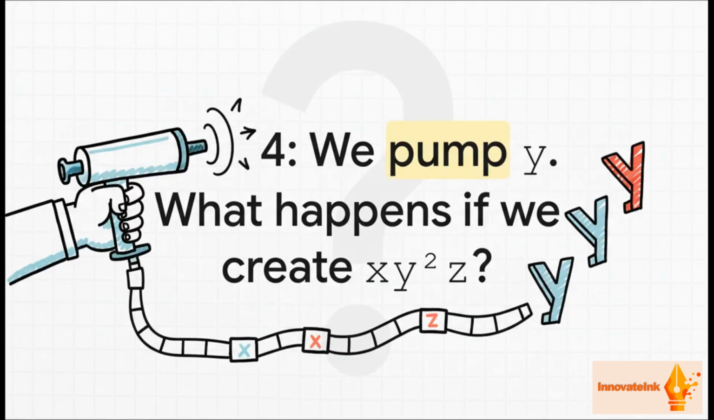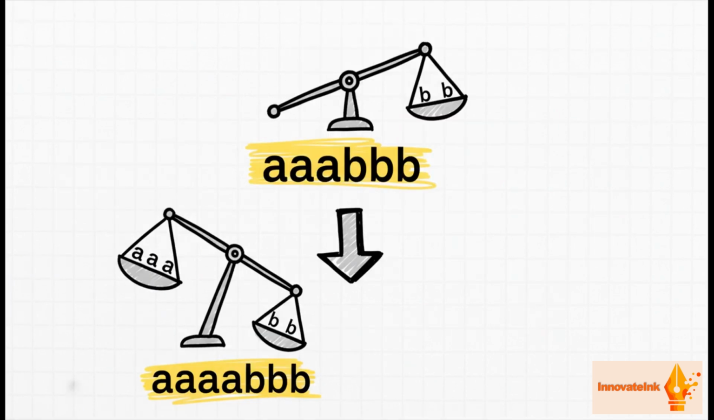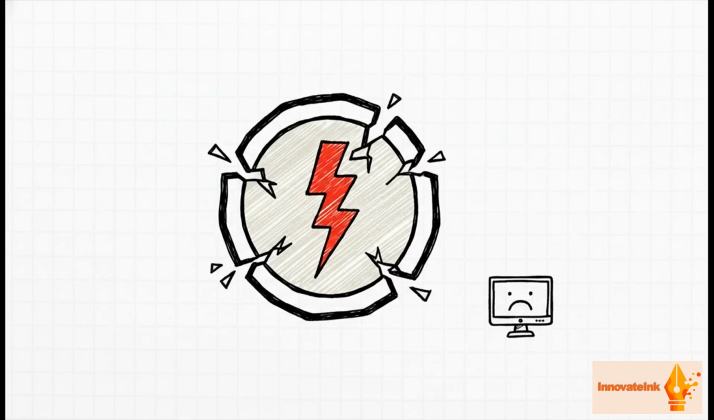Okay, for step 4, let's pump it. We'll just repeat that y section one extra time, making the string x, y, y, z, or x y squared z. So what do you think that does to our string? Well, since our y part was made of A's, pumping it just shoved a bunch more A's into the string. But the number of B's at the end hasn't changed one bit. And boom, there it is. The scales are unbalanced. The number of A's and B's is no longer equal. This new string completely breaks the rules of our language. We've found our contradiction. That means our first assumption, that the language was regular, had to be wrong.